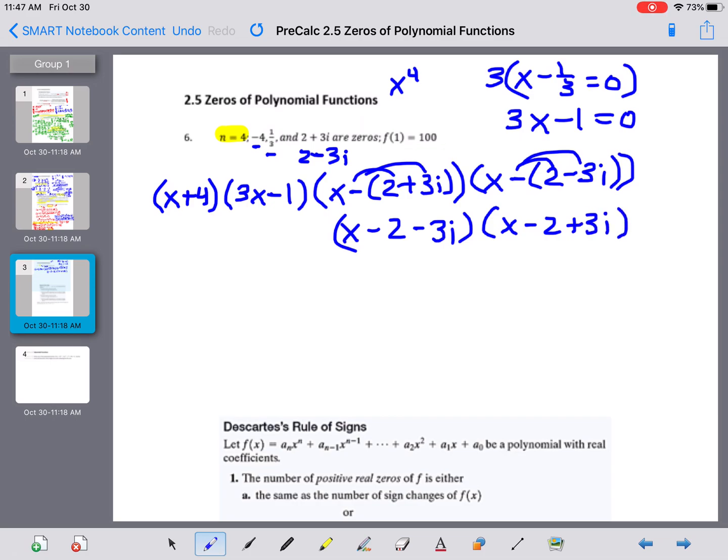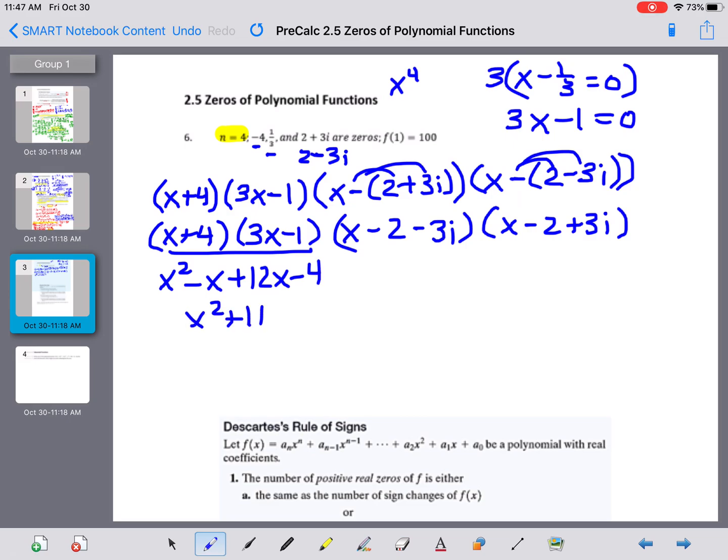All right, and of course we have these two over here. Okay, so what I'm going to do, because I have 4 of them, this isn't going to be pretty in any way, shape, or form. I'm going to FOIL my first two. So I get x squared minus x on the outside plus 12x on the inside minus 4. And that goes to x squared plus 11x minus 4. Okay, so that's my first two.